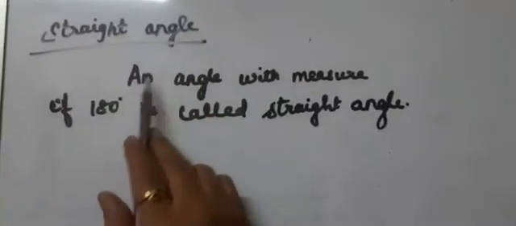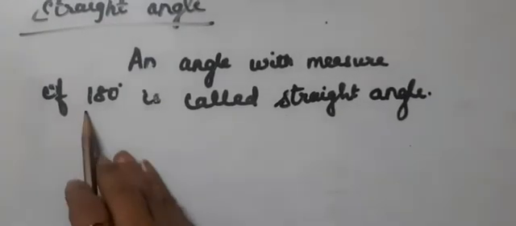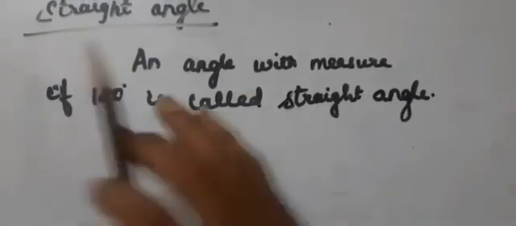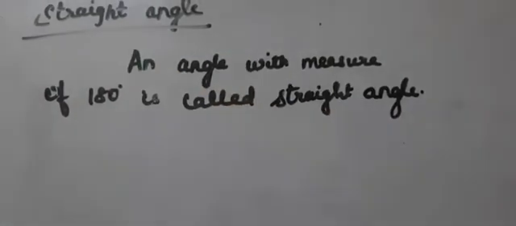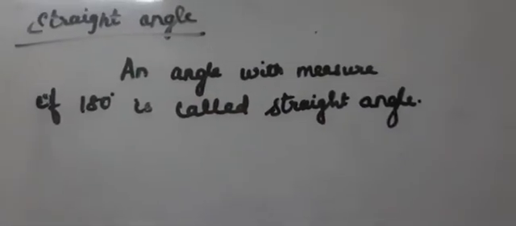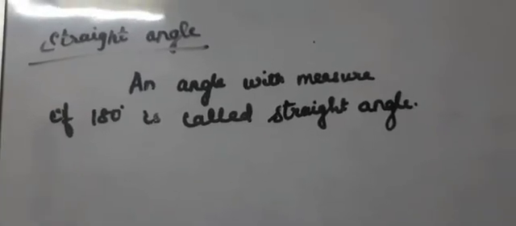The next angle is the straight angle. A straight angle is of the measure 180 degree. An angle which has 180 degree is called a straight angle. Now let's get to know how the straight angle is formed and what its revolution is in the clock.